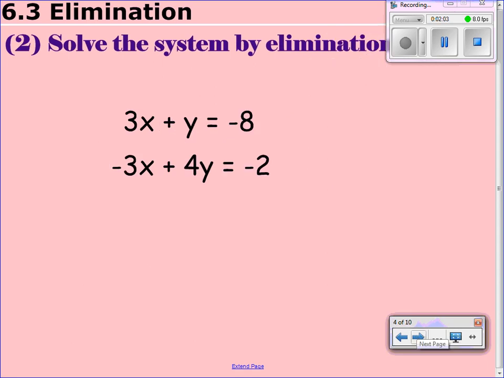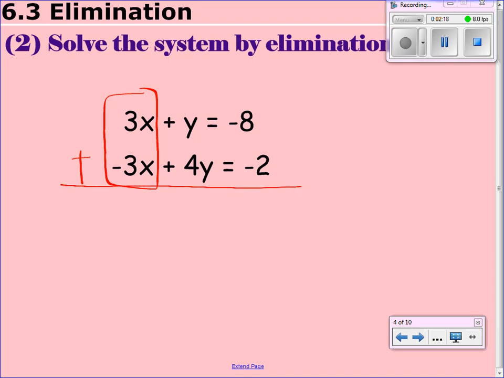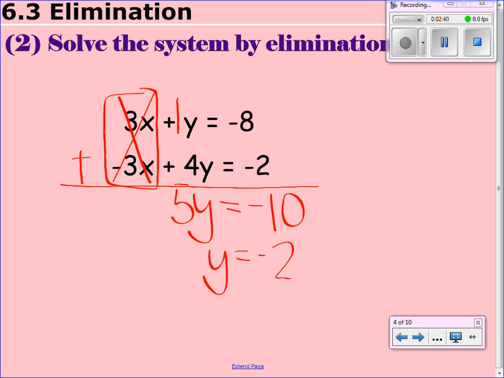Number 2. You always want to look for two coefficients that are the same number but different signs. And if you notice right here, the 3's are the same number and different signs, so we're going to add these two equations together. And when we do that, the x's just cancel out. So now we're going to have to add the other terms. 1y plus 4y is 5y. Negative 8 plus negative 2 is negative 10. And when we solve, we get y equals negative 2.